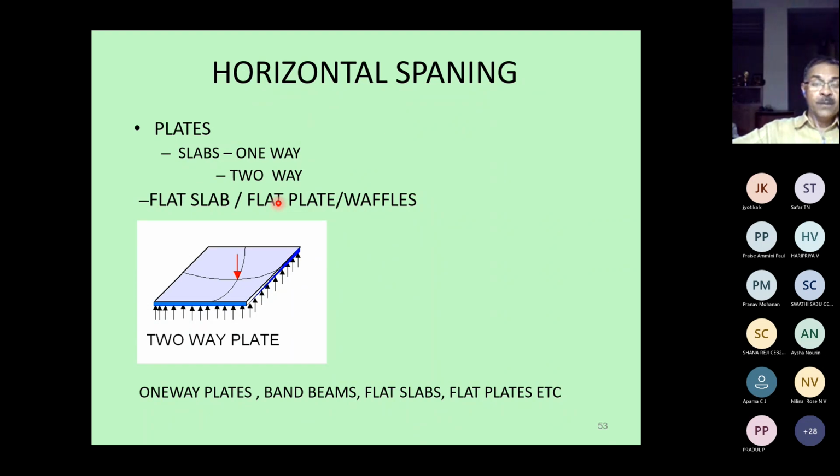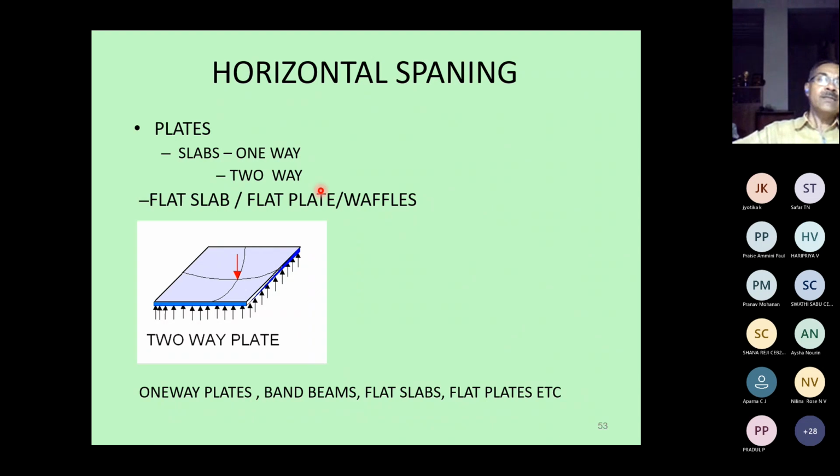there are no beams. And for your kind information, this is the structure that caused the maximum failure in the Turkey earthquake. The buildings that failed or collapsed were mostly of this type of structure. So flat slabs and flat plates are not ideal for an earthquake sensitive area.